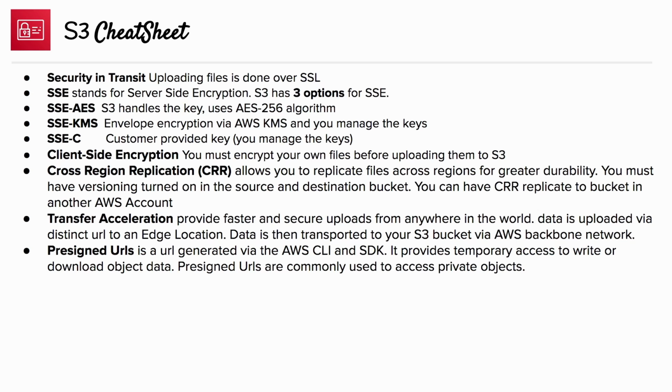And so now we're on to the security portion. Security in transit is something you have with S3 because all the files are uploaded over SSL. And then you have SSE, which stands for server-side encryption, and S3 has 3 options for SSE. We have SSE-S3, where S3 handles the key itself and uses the AES-256 algorithm as the encryption method. Then you have SSE-KMS, and as the name implies, it uses Key Management Service, which is an envelope encryption service. AWS manages the key, and so do you. Then you have SSE-C, and the C stands for customer. So it's a customer-provided key. You actually upload the key.